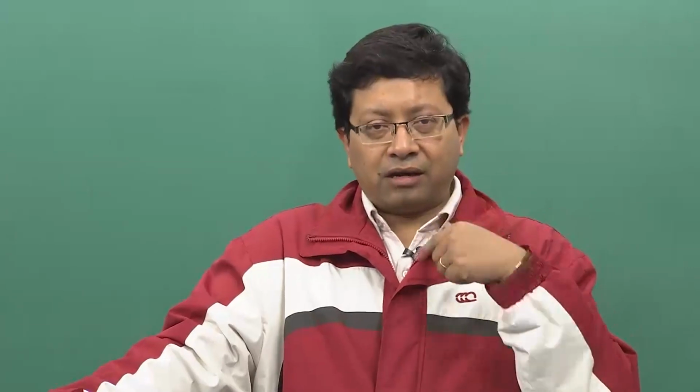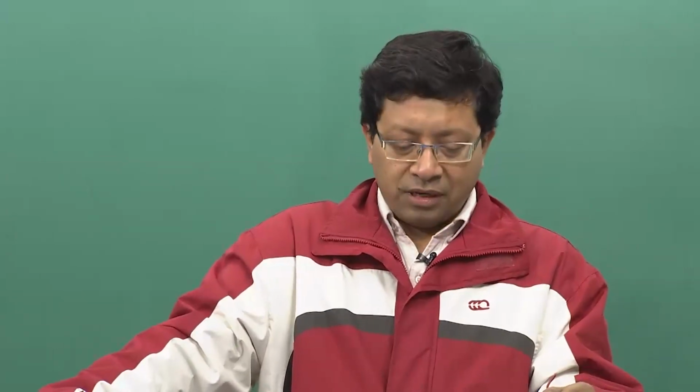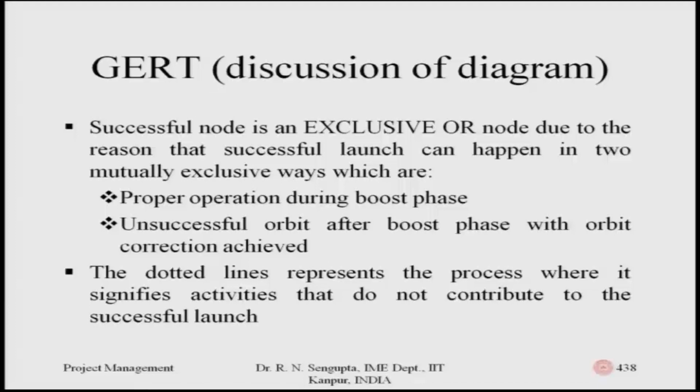Again, continuing our discussion for this diagram, the successful node is an exclusive OR node, due to the fact that a successful launch can happen in two mutually exclusive ways, which I just mentioned a few seconds back. So, what are those reasons? Proper operation during boost phase.